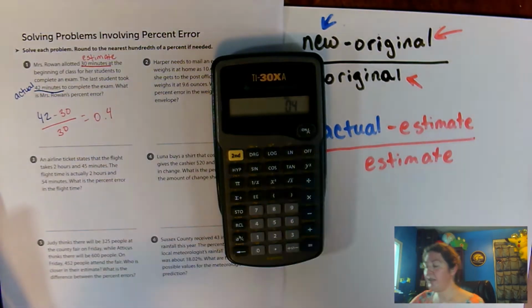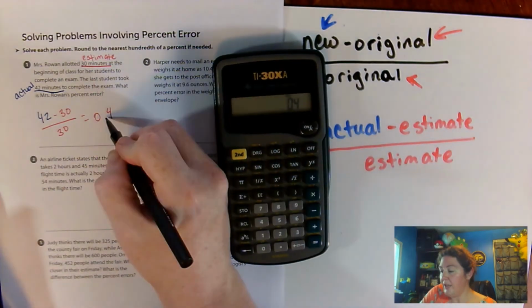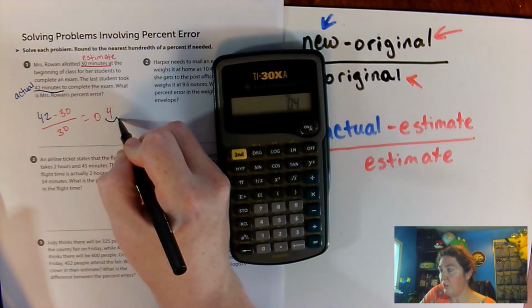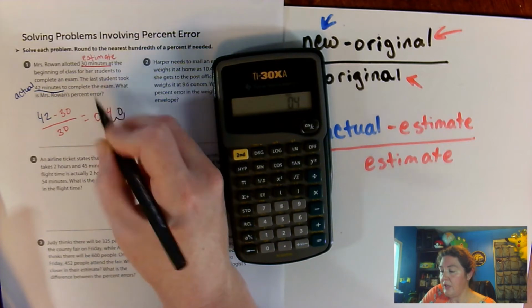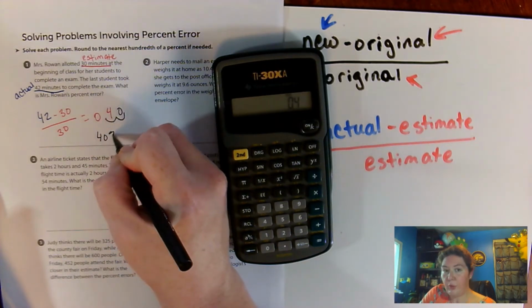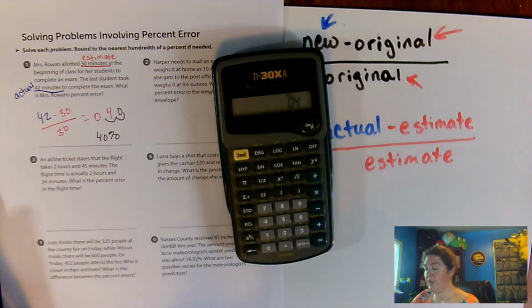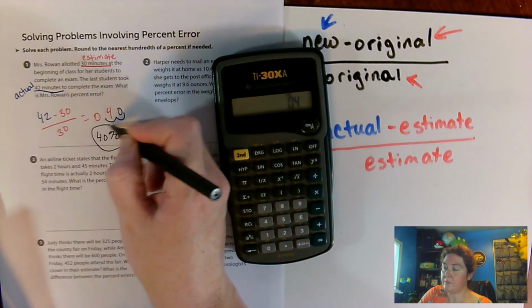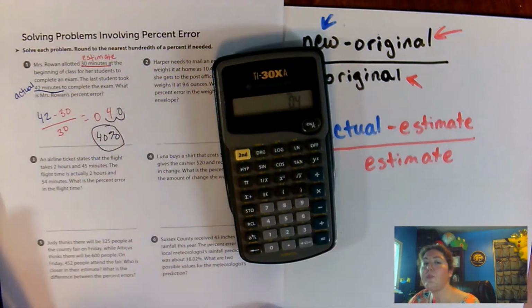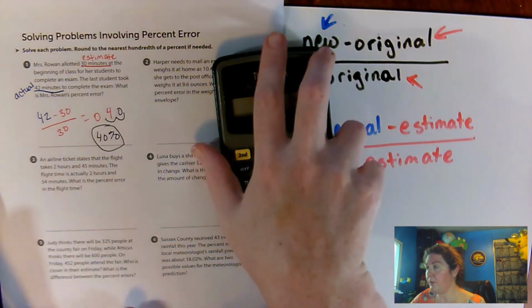Well, I know how to change that into a percent. I know that I need to take this decimal and move it 2 places. So that gives me 40%. That is a 40% error. That's it. This is my answer. All of the problems on this page are going to work the same way. And if you notice, this is very, very similar to the page that we just did before.